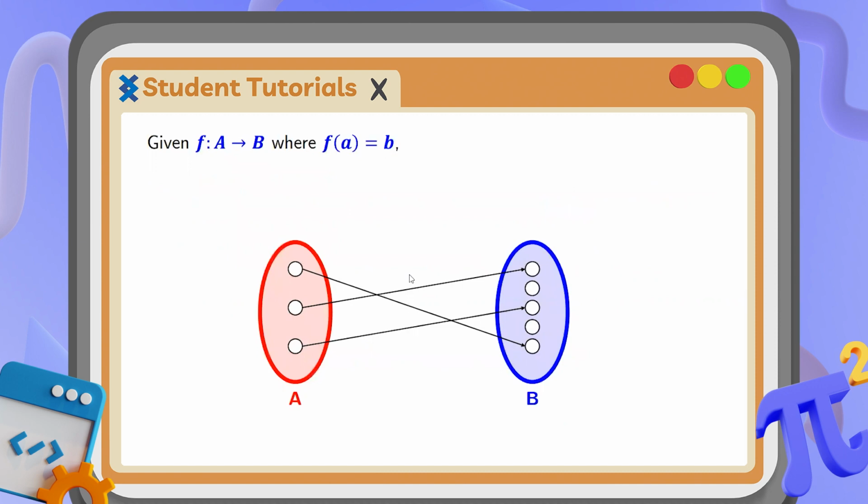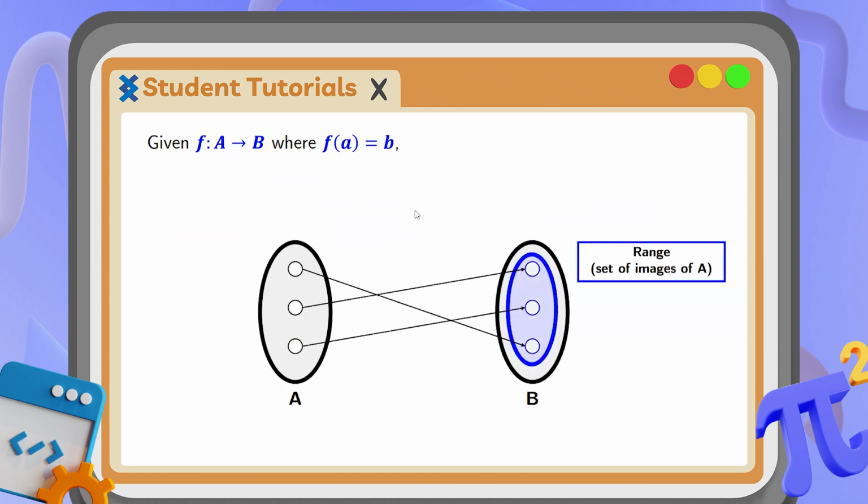So now let's look into more terminologies related to functions. First, we have the domain, which is the set A, and the codomain, which is your set B. Images are those that are in the set B, and pre-images are those that are in the set A. Range consists of the set of images of A. So for range, it consists of all elements f of a such that a is an element of A.